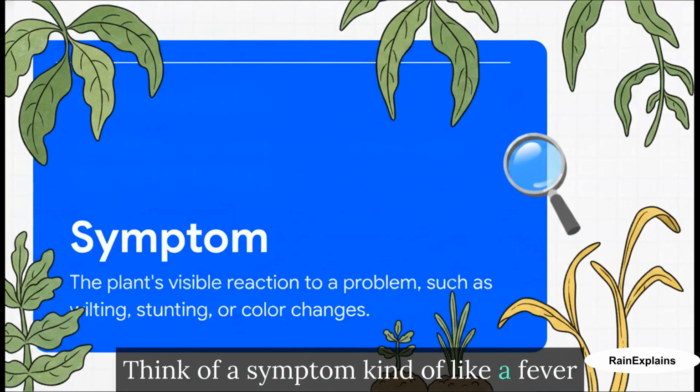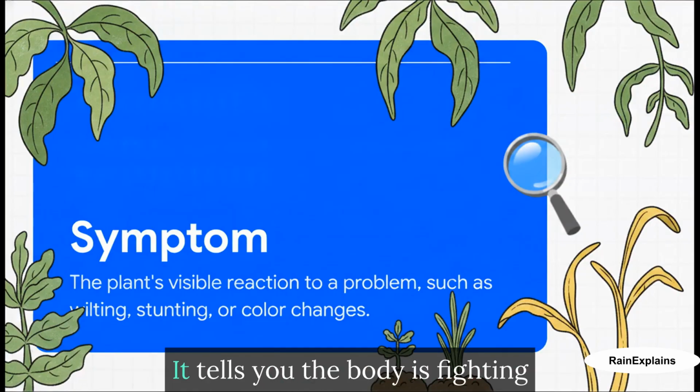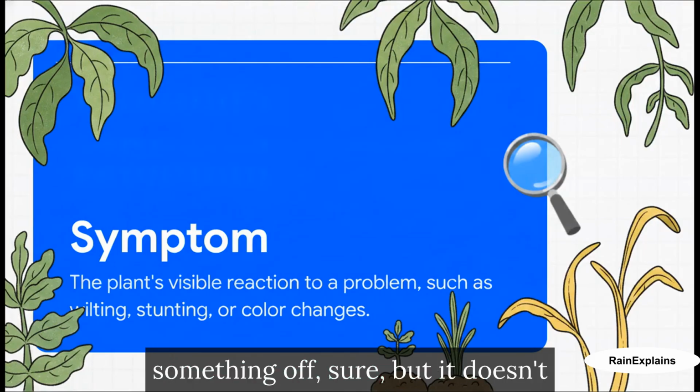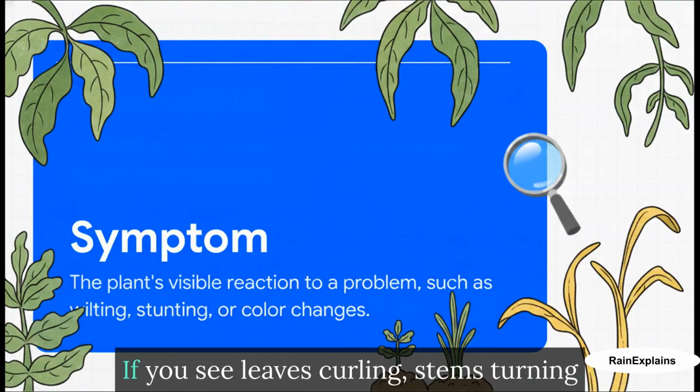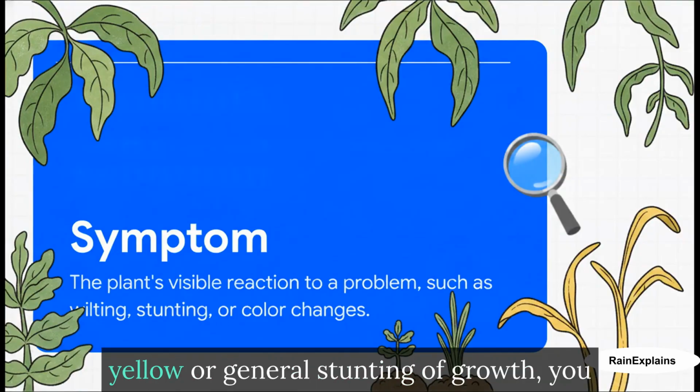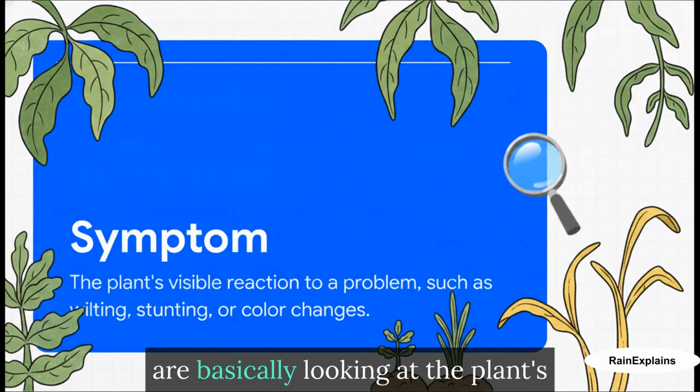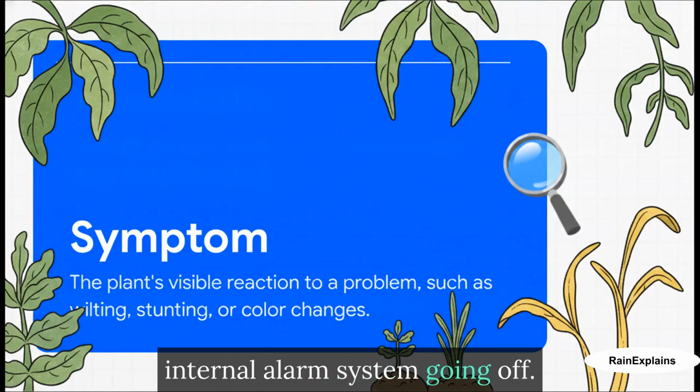Think of a symptom kind of like a fever or a cough in a human. It tells you the body is fighting something off, sure, but it doesn't definitively tell you if it's a cold, the flu, or just allergies. If you see leaves curling, stems turning yellow, or general stunting of growth, you are basically looking at the plant's internal alarm system going off.